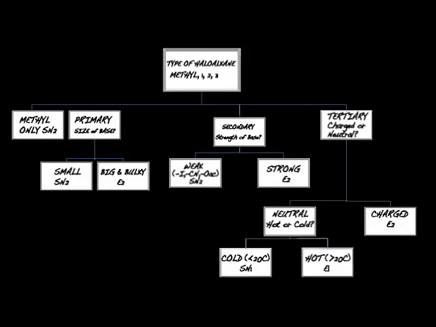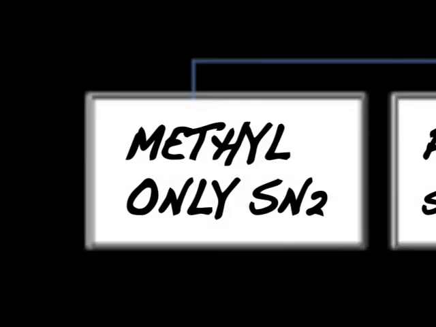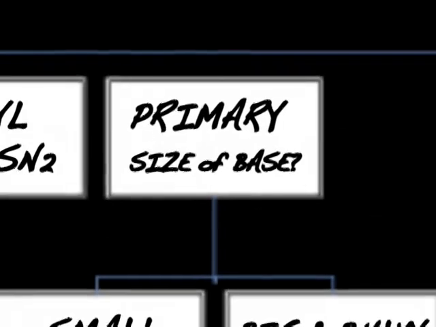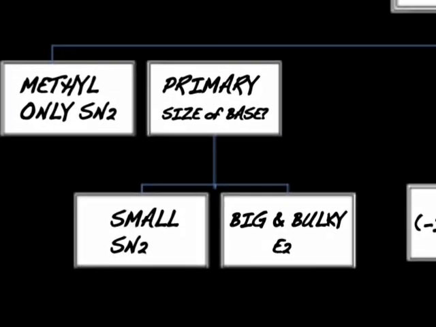Here is our flow chart. You have to realize that there are 4 types of alkyl halides: methyl, primary, secondary, and tertiary. Methyl can only go SN2 because it only has 1 carbon. If we had more than 1 carbon, like we do in the primary, remember, primary alkyl halides means that the carbon the halogen is attached to is directly attached to 1 other carbon.